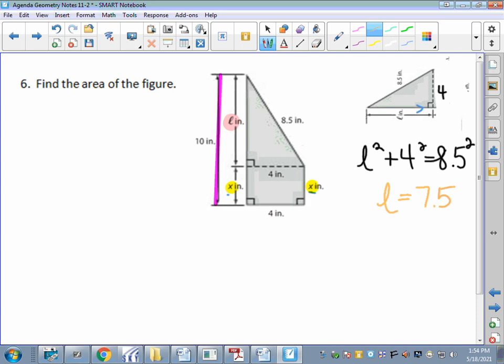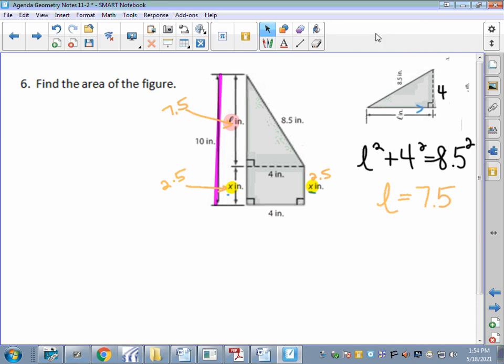So if I know by doing Pythagorean work that this segment right here is 7.5, could I figure out what the x is? The whole side's 10, right? So x has to be 2.5, and this has to be 2.5.